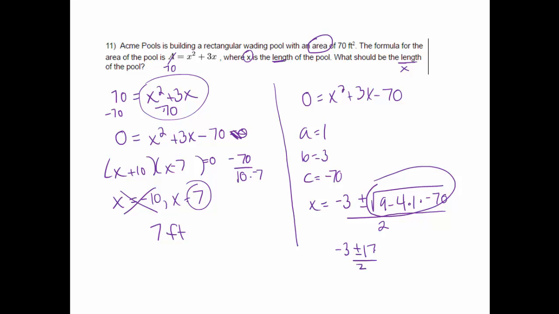So negative 3 plus 17 would be 14 divided by 2, which is 7. And then negative 3 minus 17 would be negative 20 divided by 2, which is negative 10. Again, we can't have a negative, so 7 feet is my answer.